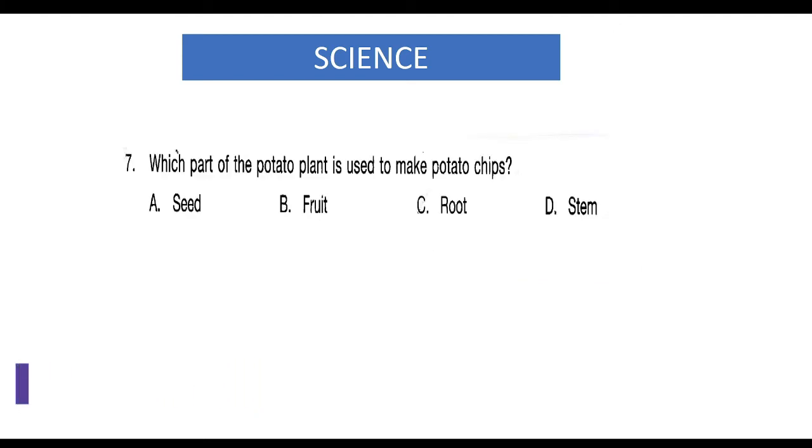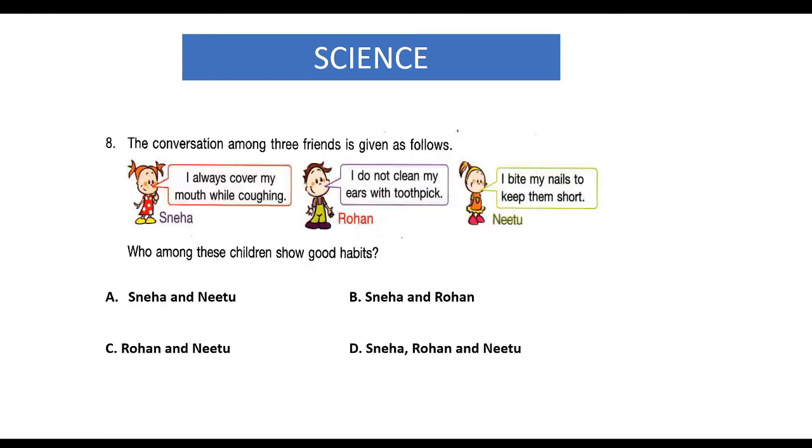Question number 7. Which part of potato plant is used to make potato chips? So the correct answer is option C, which is root. Root is used to make potato chips. It is also used to make potato vegetable, because that is the part which is eatable in a potato plant. Question 8. The conversation among 3 friends is given as follows. Sneha: I always cover my mouth while coughing.